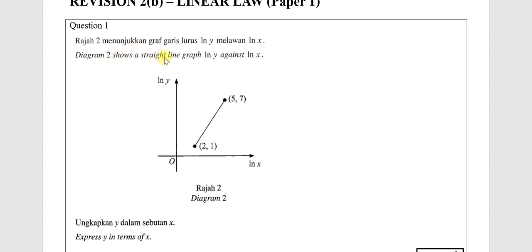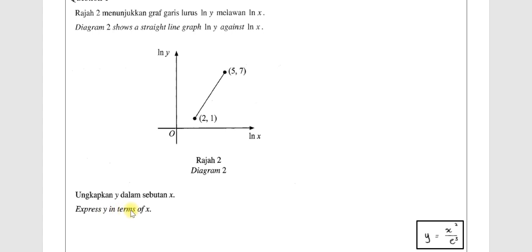Diagram 2 shows a straight line graph of ln y against ln x. You are given a linear graph and you need to express y in terms of x. That means when you convert to ln y, it becomes a linear graph. So if they are asking for y, you need to convert to non-linear form. Okay, let's start by calculating the gradient and y-intercept.